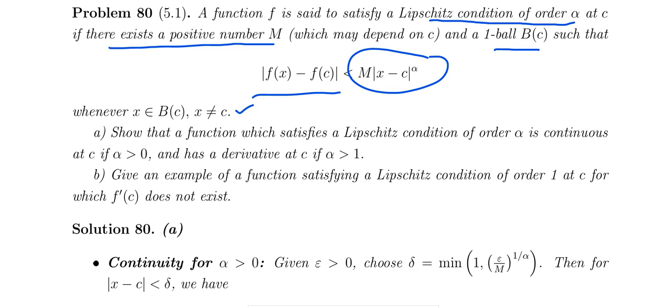Actually, the idea is that a function which satisfies the Lipschitz condition of order alpha is continuous at the point c if alpha is positive. If alpha is greater than 1, the function has a derivative at c. And if alpha is greater than 0, the function is continuous at c. Okay.